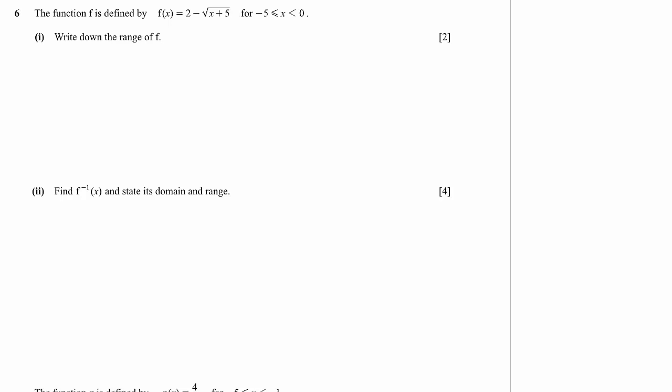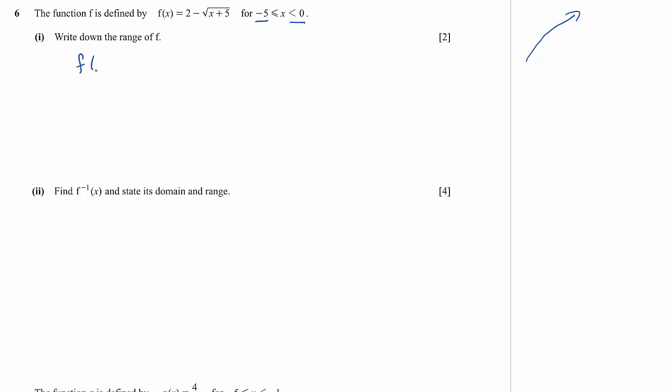The function f is defined by f of x is 2 take away the square root of x plus 5 for values of x between -5 and 0. And we're starting at -5 clearly because we don't want a negative under there. Now, root x plus 5 itself is strictly increasing. So with the negative in front, it's going to be strictly decreasing. And therefore, to find the range, we just need to look at the end points.